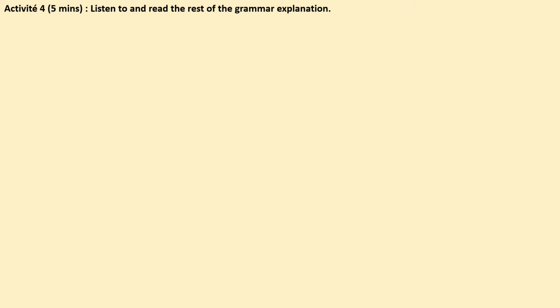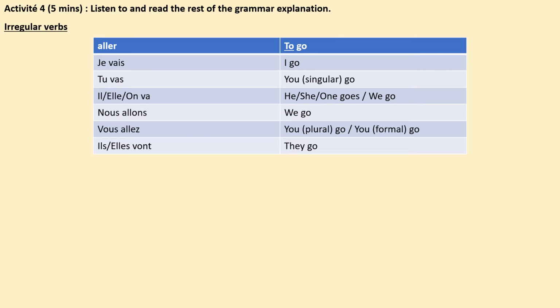Activité 4. Put your pens down again, please, and listen to me explaining the rest of today's grammar point on the present tense. Irregular verbs. We're going to look very carefully today at 2 irregular verbs in French. The first of which is aller, to go. Je vais, tu vas, il va, nous allons, vous allez, ils vont.